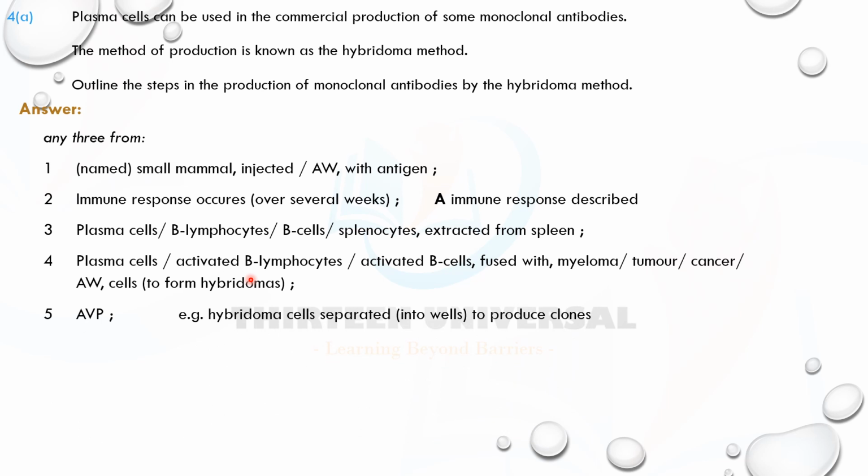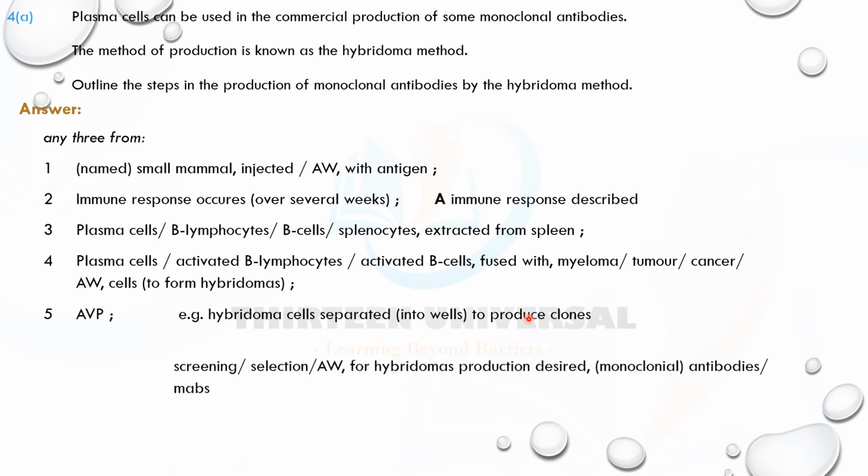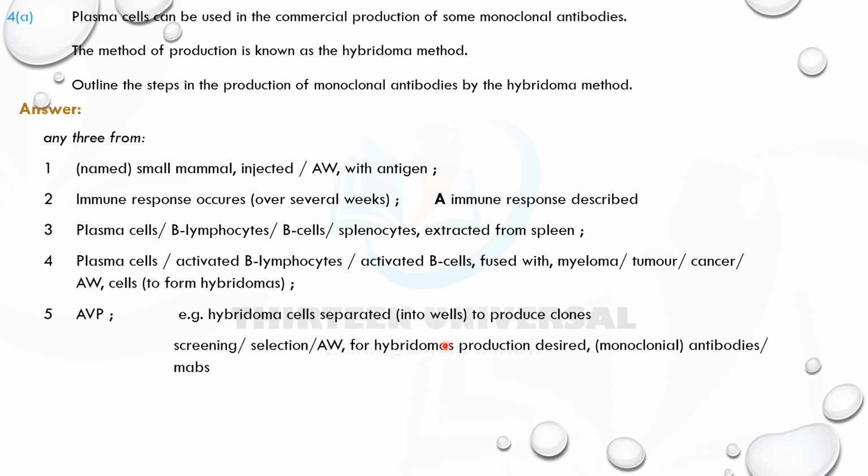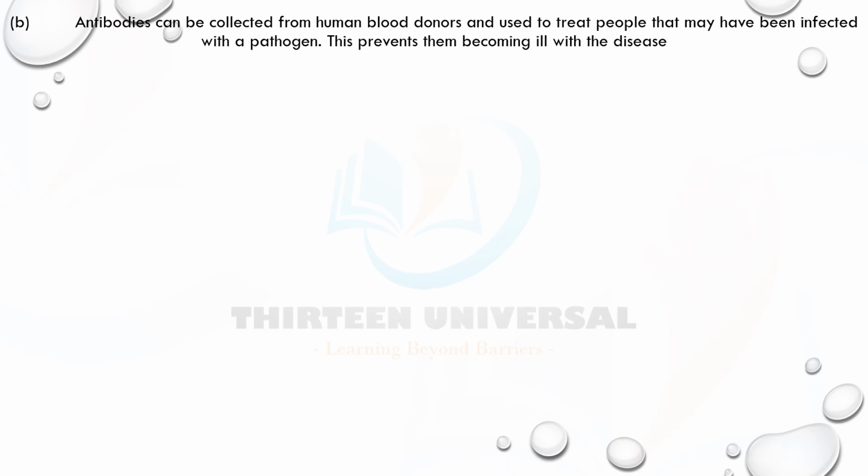Hybridoma cells are separated into wells to produce clones. So you clone them and then screen them for the desired monoclonal antibodies by adding the antigen, then large scale production, and then we're able to save lives. Antibodies can be collected from human blood donors and used to treat people who may have been infected with a pathogen. This prevents them from becoming ill with the disease. So if you treat people with sickness using antibody, they can be saved.